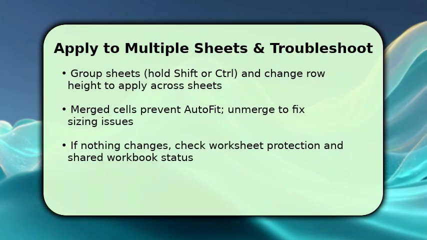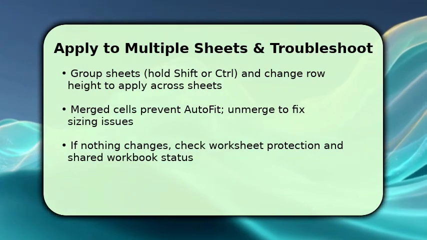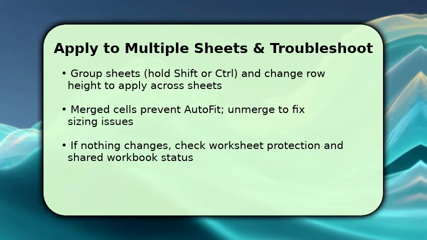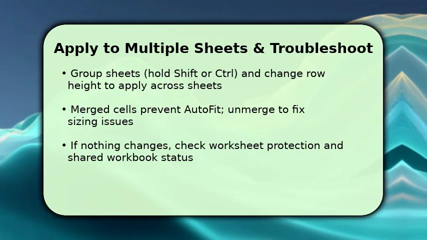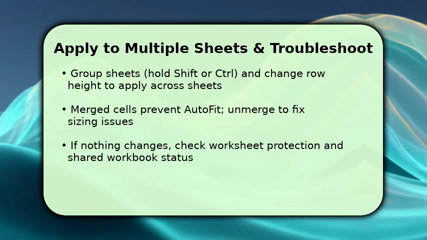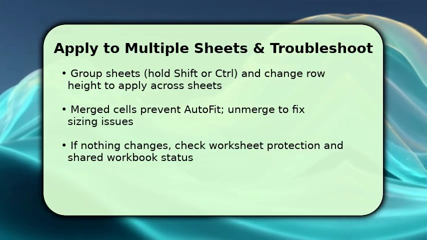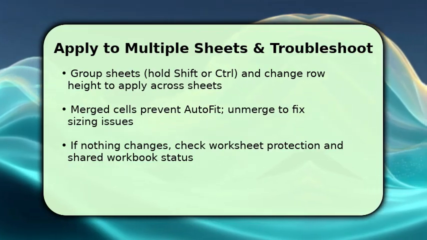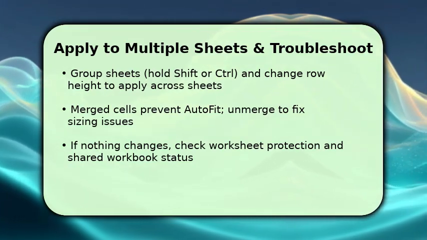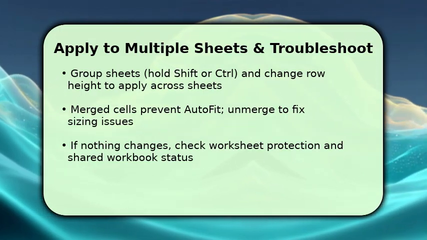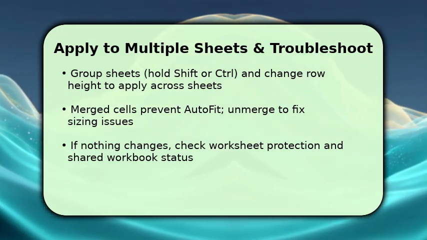Finally, if you need the same row height across multiple sheets, group them by holding Shift or Control and select the rows, then set row height. Once done, ungroup. If Auto Fit doesn't work, check for merged cells, unmerge, and then Auto Fit again because merged cells block proper sizing. Also, make sure the sheet isn't protected or the workbook shared, since those states can prevent changes. If something still goes wrong, undo and retry on a single sheet to isolate the problem.